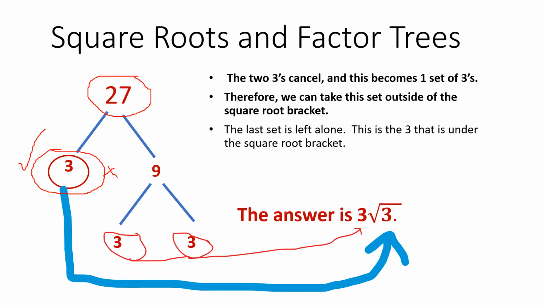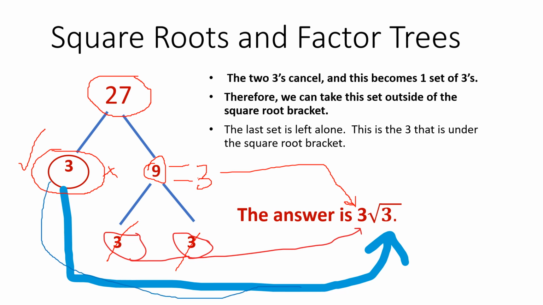These two 3s cancel out because 3 times 3 is 9, and as you remember, the square root of 9 is 3. So you take this 3 and you put it here. Remember I said to leave this alone? This guy comes over here and he's by himself. So you have 3 times the square root of 3.